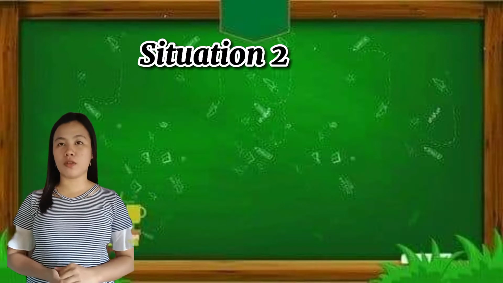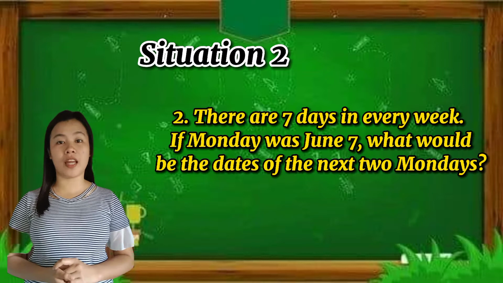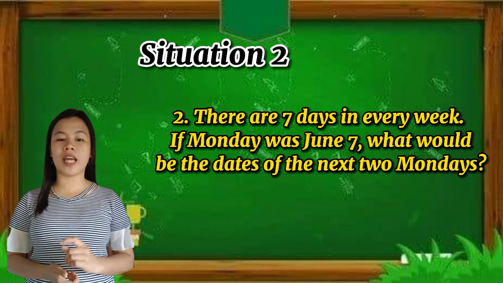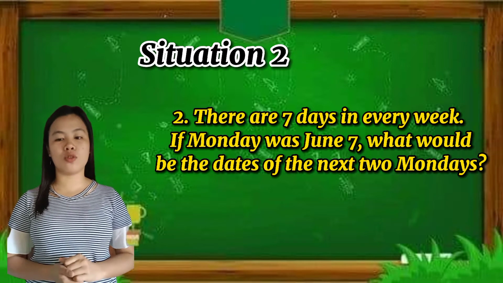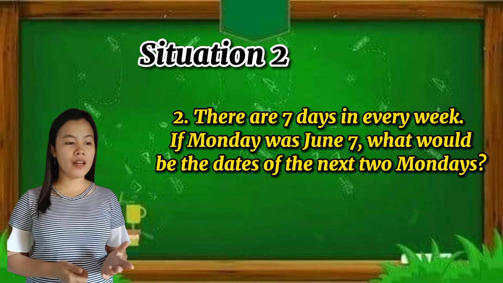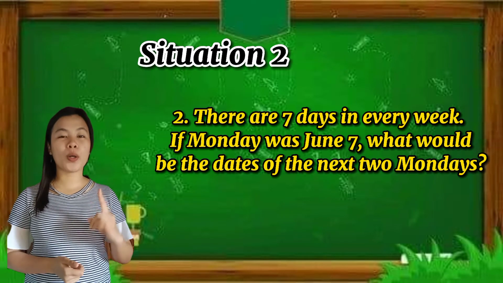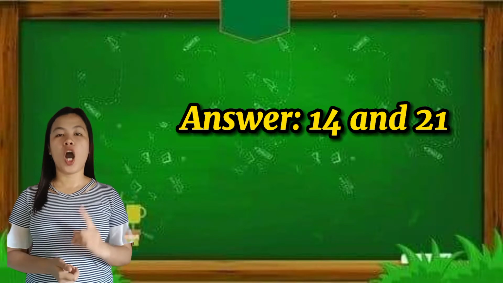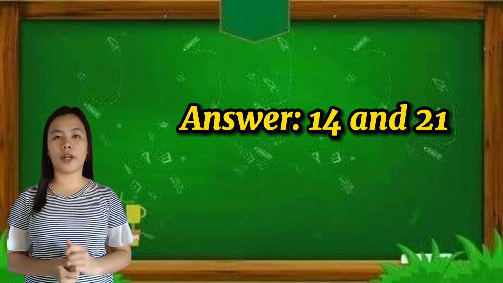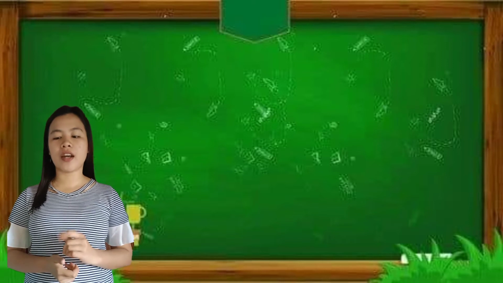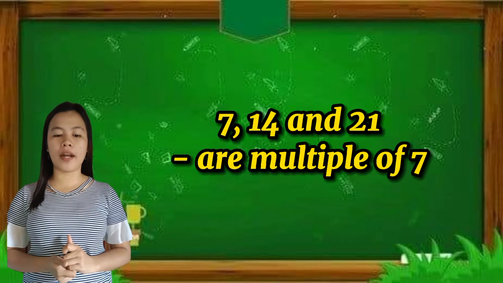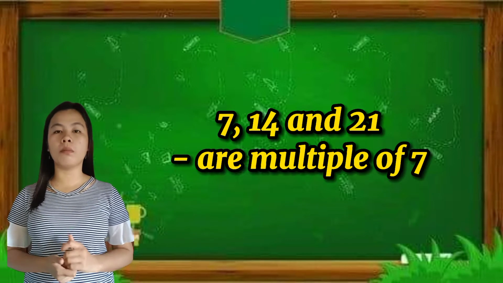In situation 2, there are 7 days in every week. If Monday was June 7, what would be the dates of the next 2 Mondays? So Anne, what is your answer? Okay, Anne is right: 14 and 21. The missing terms are 14 and 21. These are skip counting by 7. 7, 14, 21, all of these numbers are multiples of 7.